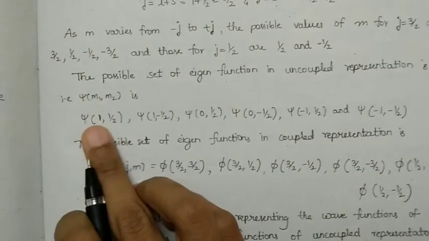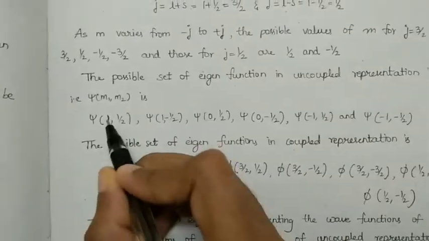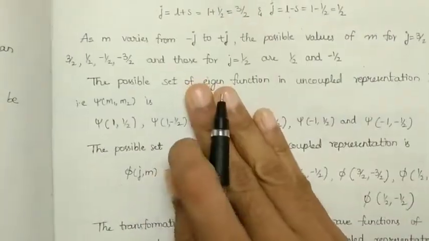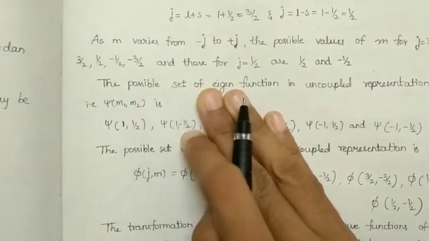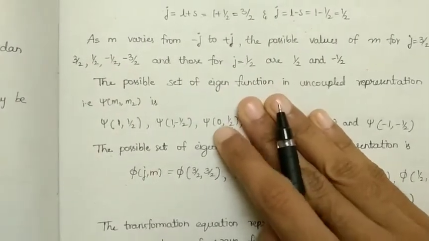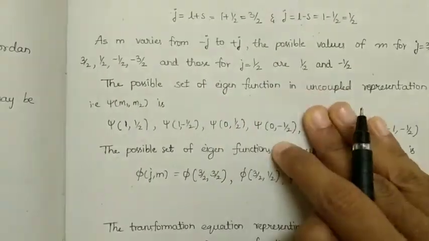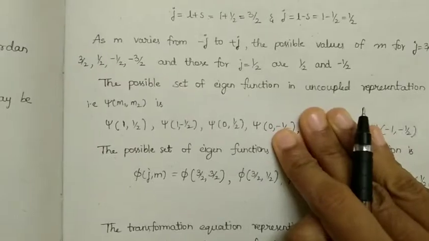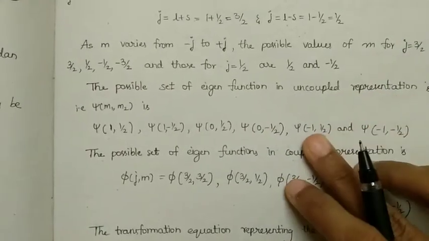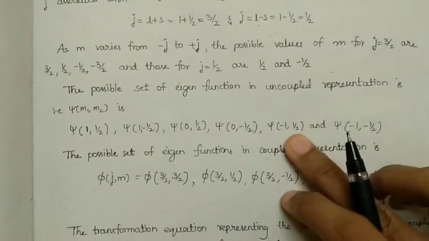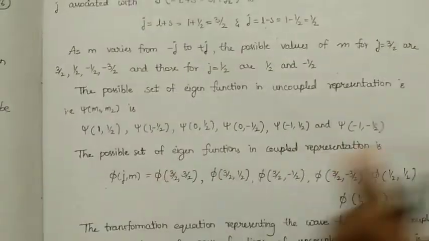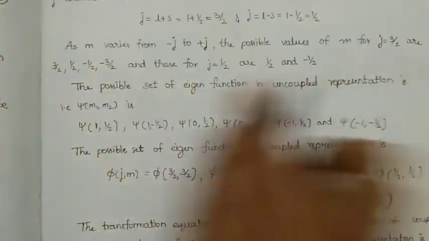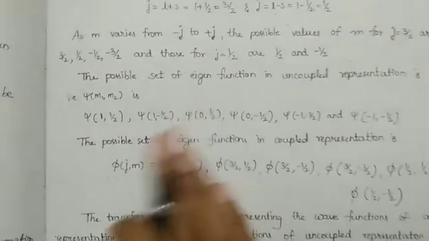So when m1 is equal to 1, m2 is plus half, minus half. And when m1 is equal to 0, m2 is plus half, minus half. And when m1 is minus 1, m2 is plus half, minus half. So overall we would have 6 possible combinations, 6 possibilities.